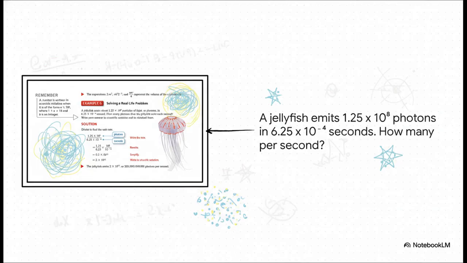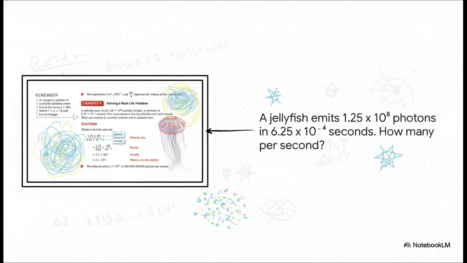Now, for something I think is just incredibly cool. Scientists use exponents all the time with scientific notation because it lets them work with gigantic or microscopic numbers. Get this. This jellyfish releases a flash of light with about 1.25 times 10 to the 8th photons. But it does it in an insanely short amount of time, 6.25 times 10 to the negative 4th seconds. How many photons is that per second?